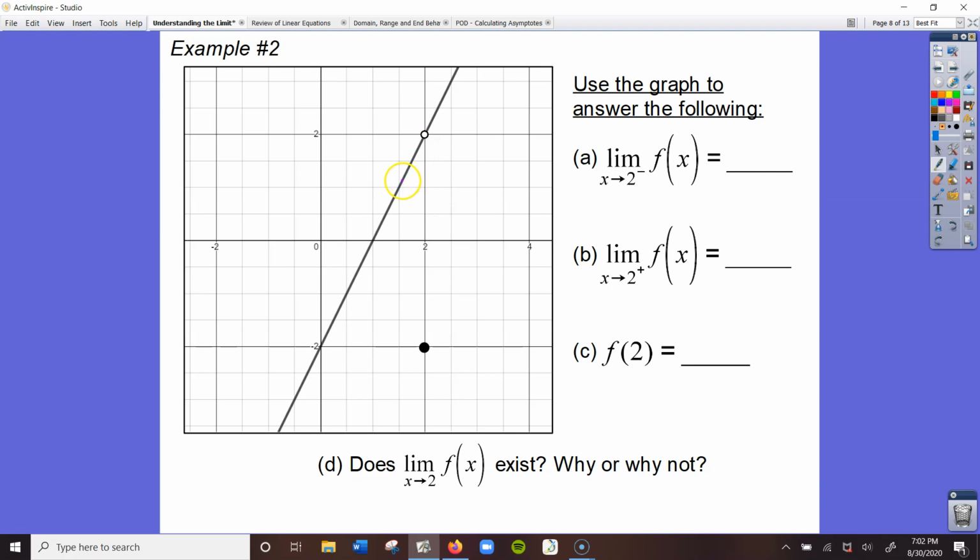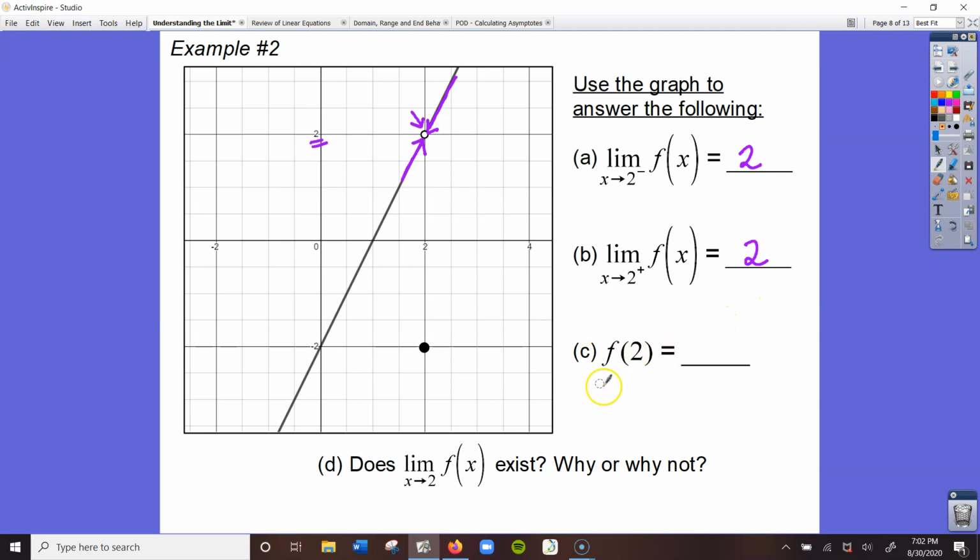Now, if I'm coming from the left, even though it is a hole, it is trying to get to this y value right here, which is 2. The same thing from the right. We are trying to get to that particular y value. Even though it is a hole and it is undefined right there, it is the intended y value. So the solution for that limit would be 2.